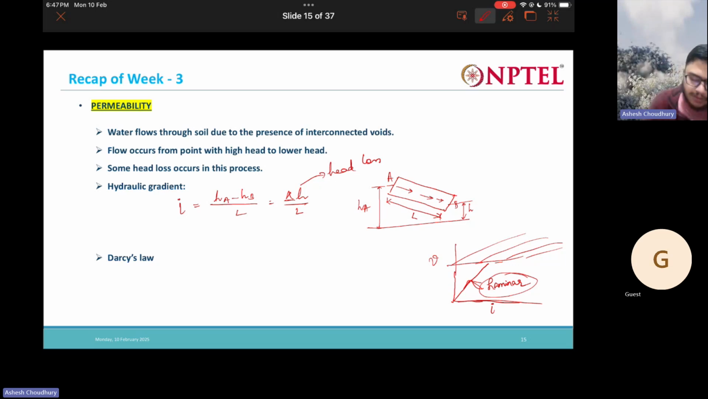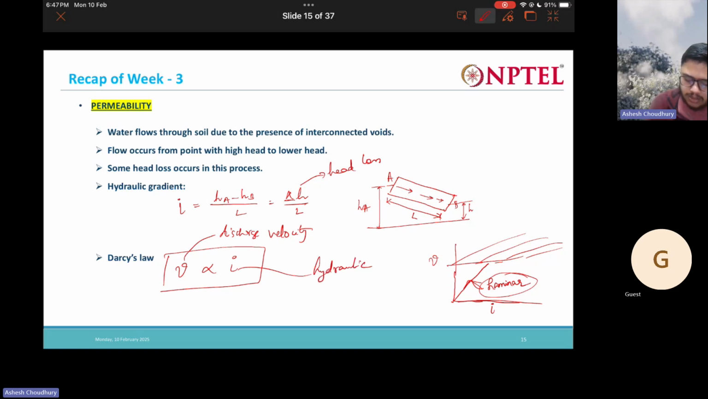As the flow is laminar, we can write from Darcy's law that the velocity of flow, the discharge velocity, is proportional to the hydraulic gradient. This is valid only for laminar flow. So V can be written as K times i.